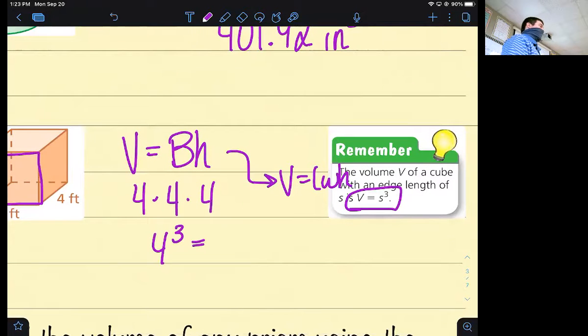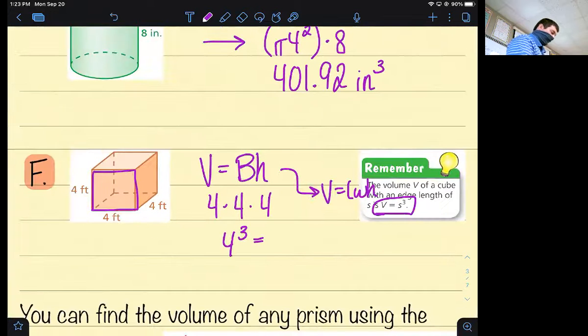So if you did 4 to the 3rd power, you're going to get the same thing. What is 4 to the 3rd power, Connor Kendall? That's right. What's my label going to be? Why did I put inches? Yes, you're right. Feet cubed.